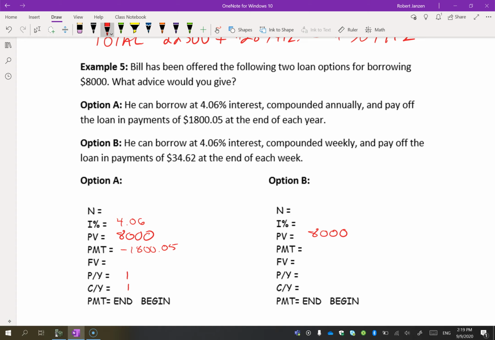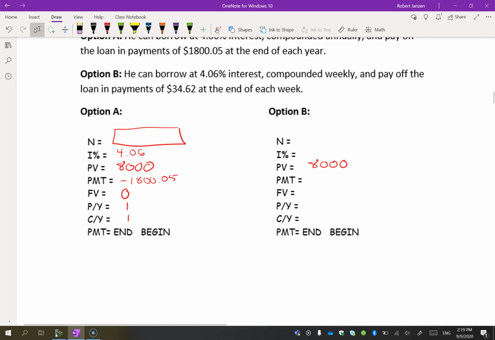Okay. Does it say how many years? Oh, it's going to ask me how many times, how long is it going to take? All right, so I'm going to figure this out. Okay, let's try that. It turns out to be 4.999, which is 5 payments. Now the payments are happening every year. It's going to take 5 years.